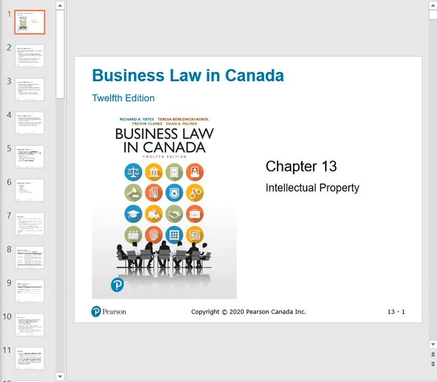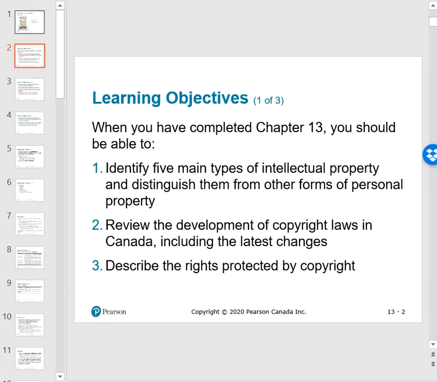So starting chapter 13, we will talk about intellectual property. And the most important thing I want you to be able to capture from chapter 13 is to differentiate, to contrast the several types of intellectual property.